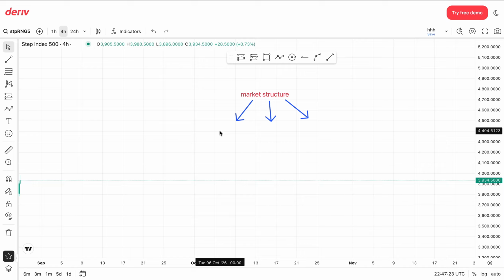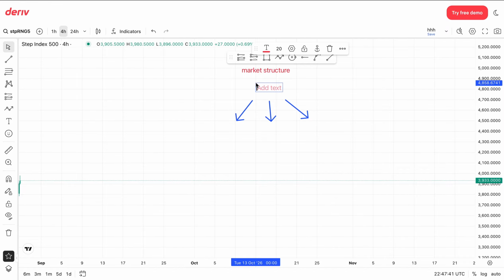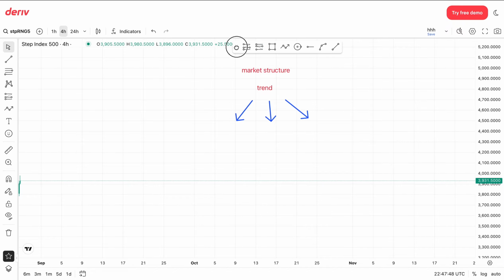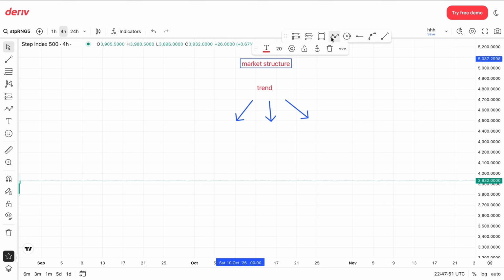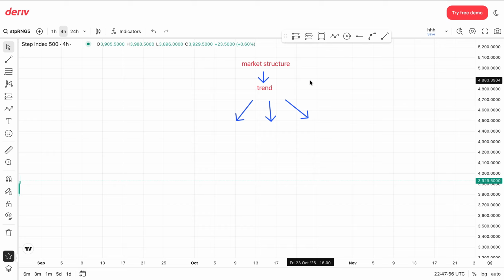Market structure is basically how the trend is moving. So I think it's supposed to be market structure, then trend. Stay with me, or you will get a lot from this video that I'm trying to make right now. Yes, market structure then trend, because market structure is basically trend.